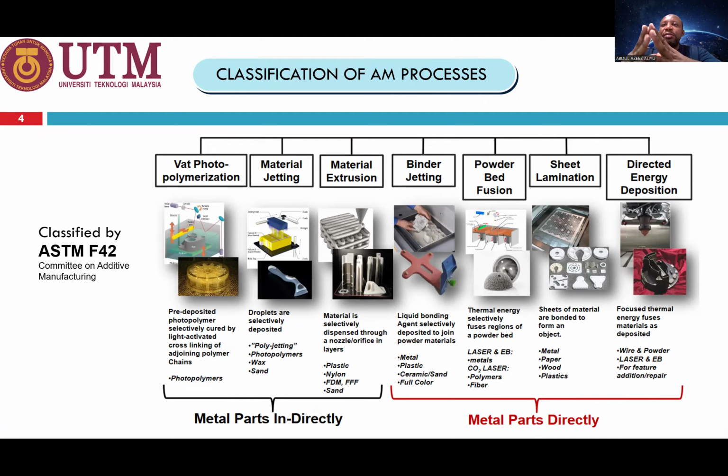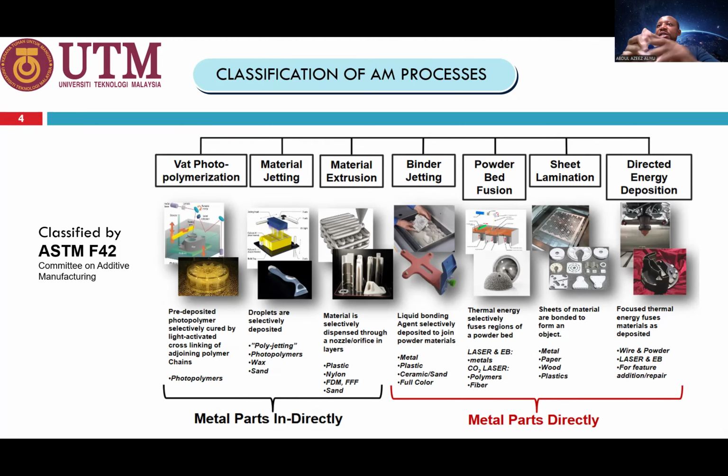This sheet lamination process, as the name implies, bonds sheets of metal or other material to form components. The material might be a metal, paper, or wood. And the last direct method is direct energy deposition.